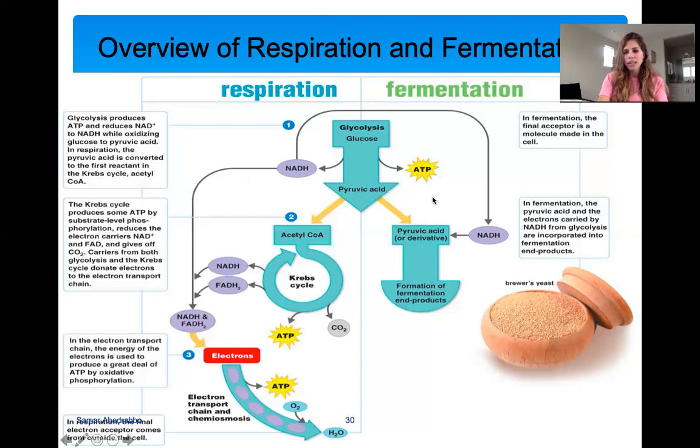Fermentation only has glycolysis. Fermentation is an anaerobic process, meaning there's no oxygen present, and you only get 2 ATP and you get a byproduct. You can get an end product. You can get lactic acid, you can get ethanol, you can get CO2, you can get butanol, you can get so many different end products depending on the organism doing fermentation and what it is fermenting. So fermentation is done by microbes to make us all our yogurt and cheese.